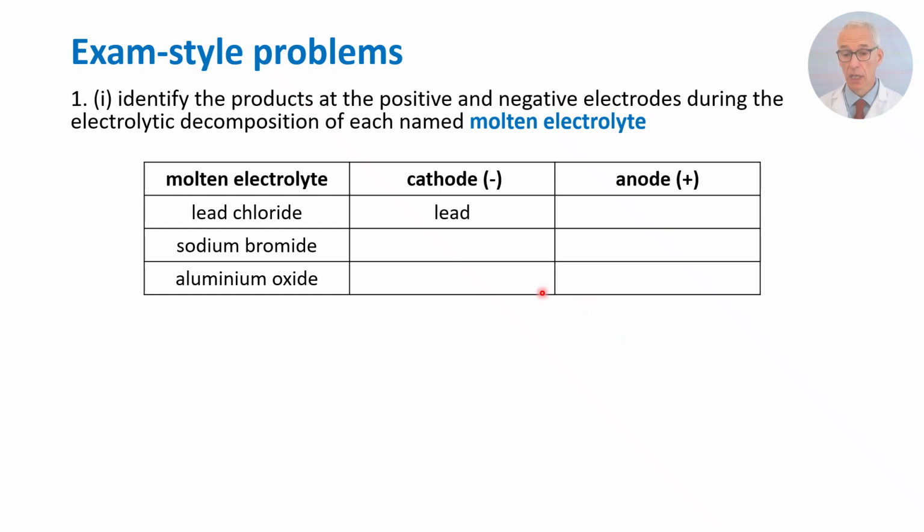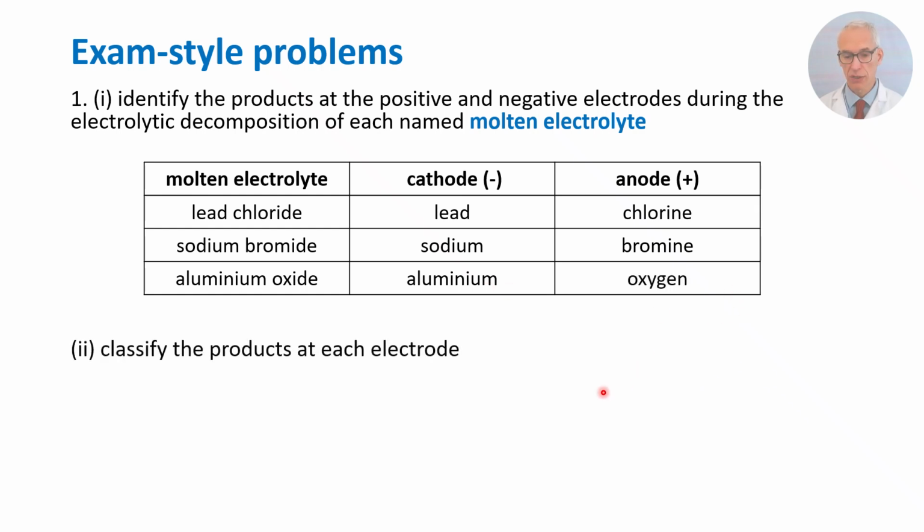Okay. At the negative electrode, we would form lead. Lead forms positive ions. It's a metal. The positive electrode would attract the chloride ions, the negative ions, to form chlorine. Similarly, sodium positive ions would be attracted to the cathode and formed as an element. Bromine would form at the anode. Aluminium and oxygen are the two products.